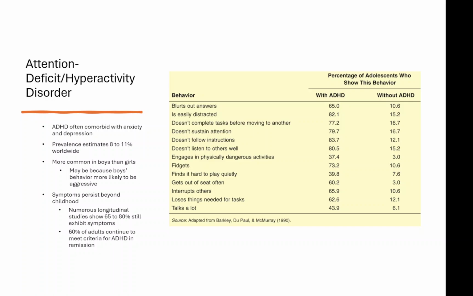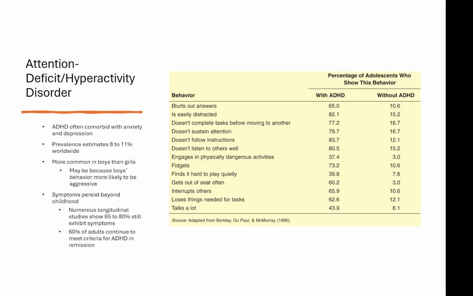ADHD has a global prevalence of 8 to 11%, and it's more commonly diagnosed in boys than girls. This may be due to the fact that boys are more likely to exhibit externalizing behaviors such as aggression, as we talked about earlier. Externalizing behaviors are often seen more so in boys, and internalizing behaviors are seen more so in girls. The symptoms of ADHD tend to persist beyond childhood.